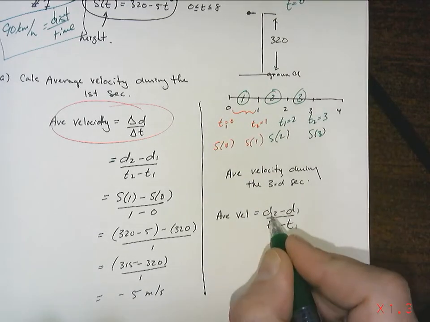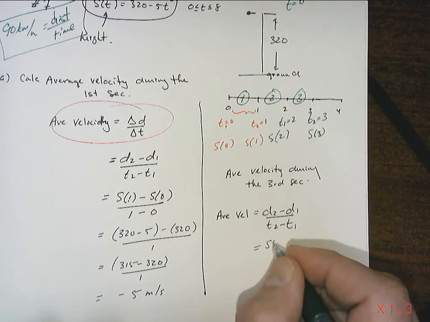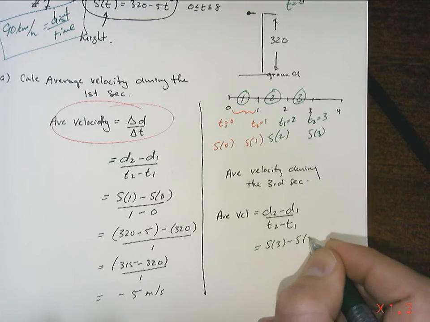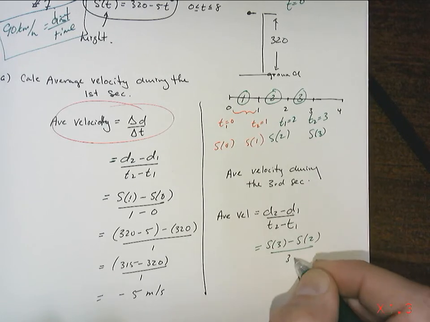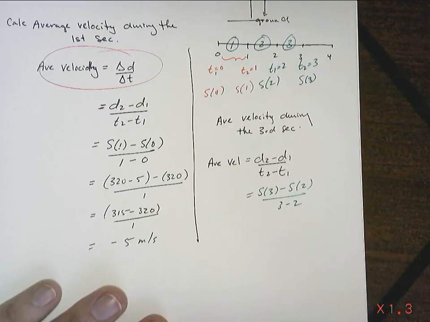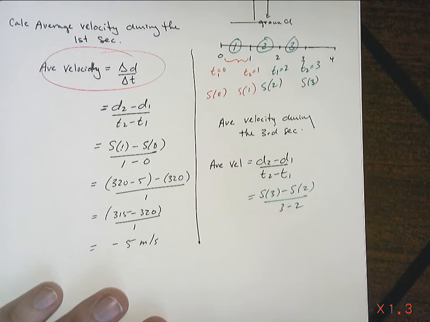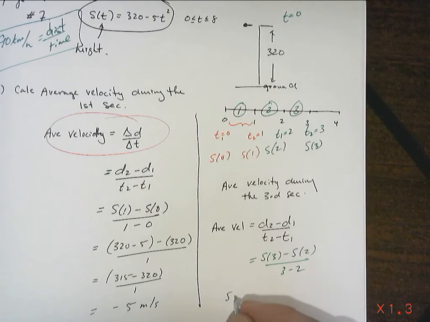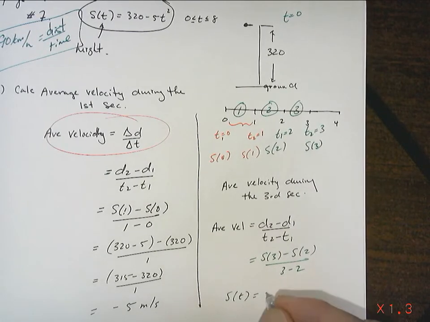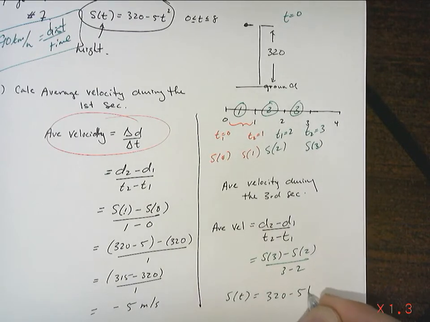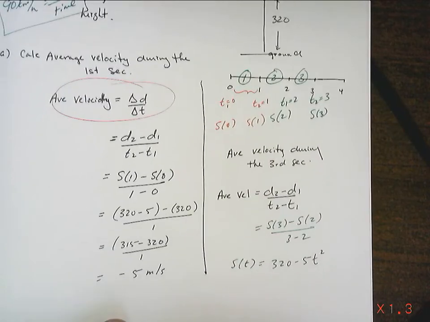So when we do d2 minus d1, it's going to be s of 3 minus s of 2 over top of 3 minus 2. I'll leave the rest for you to calculate because it calculates out the exact same way. Remember that your height formula is 320 minus 5t squared. That's what needs to be used in here.